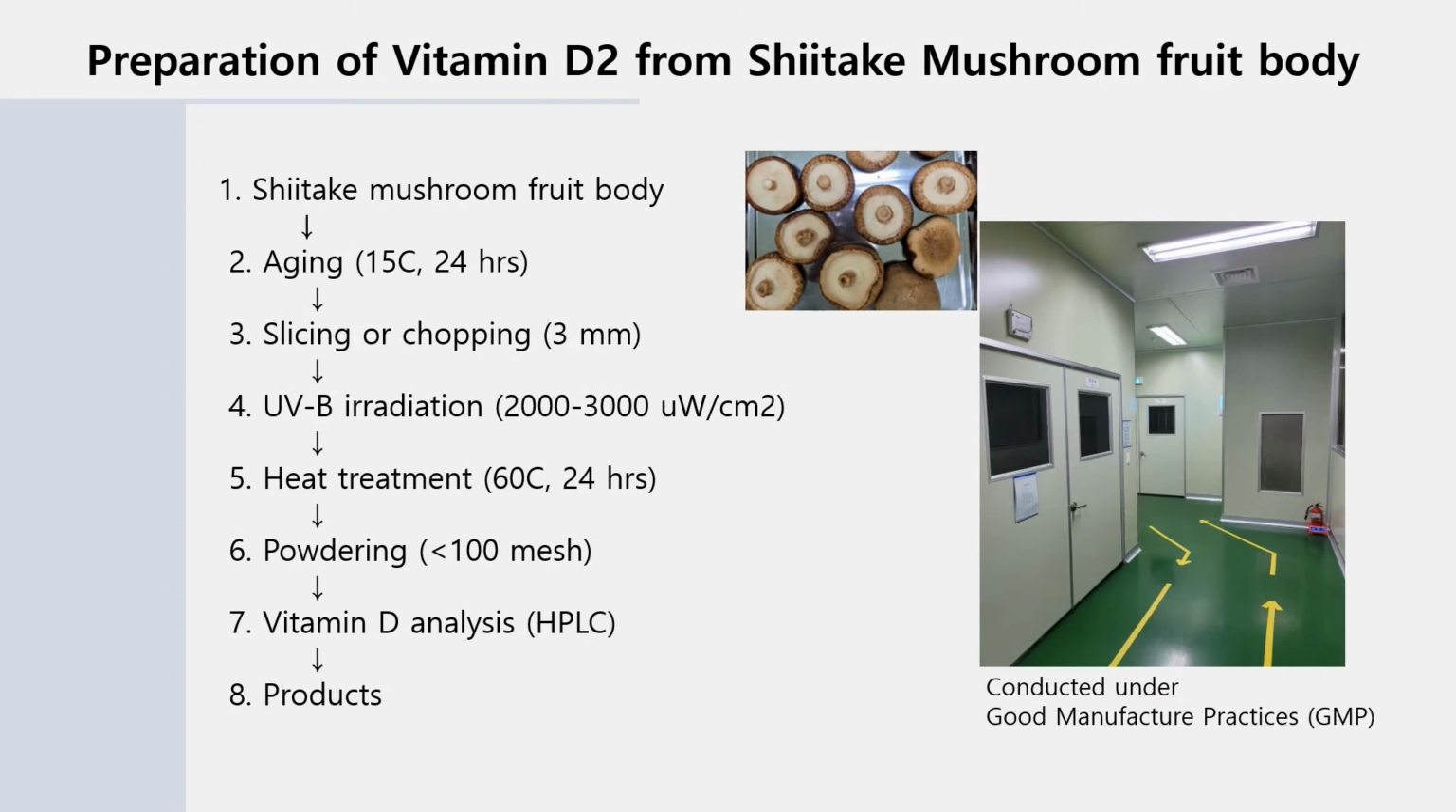Okay, preparation of vitamin D2 from Shiitake mushroom fruit bodies is the first topic out of two topics. This study consists of two steps. First, we process Shiitake mushrooms. These are aging and chopping, UV irradiation, heat treatment, making powder, vitamin D analysis, and the final products. All of these processes are done in GMP facilities. Let's take more detail.